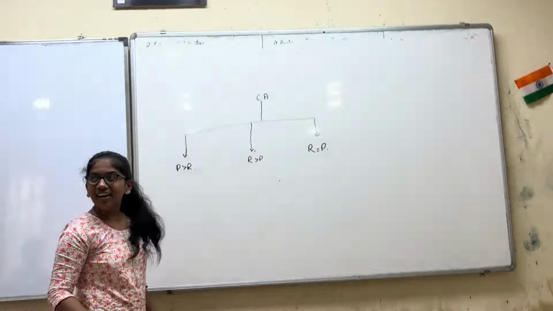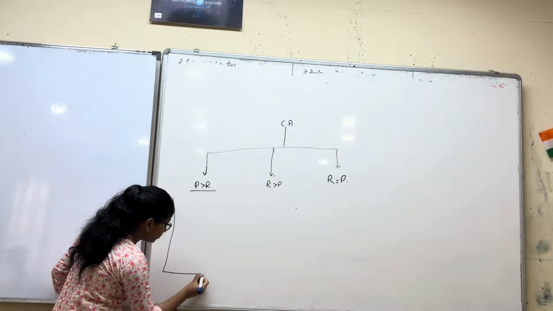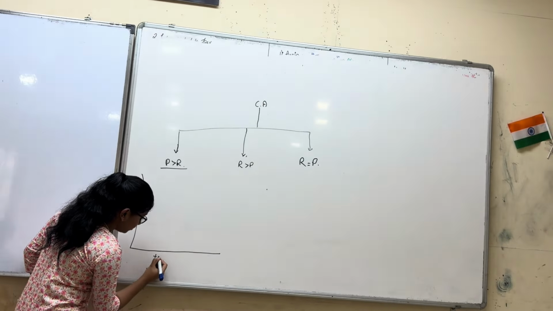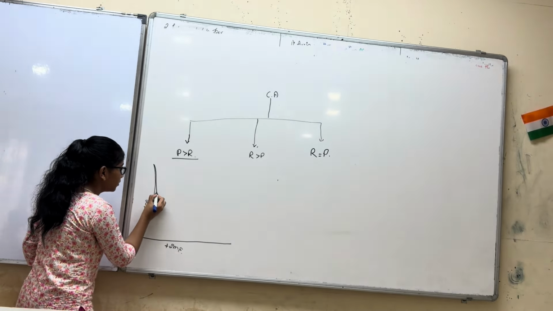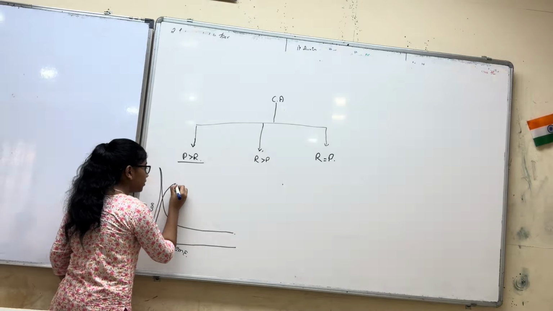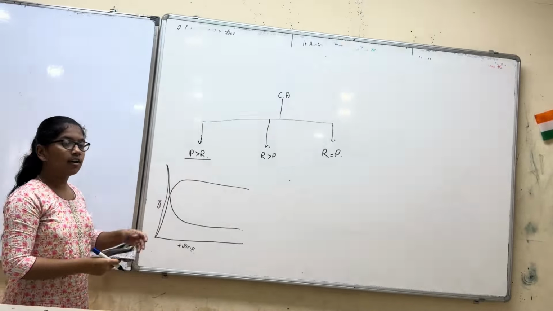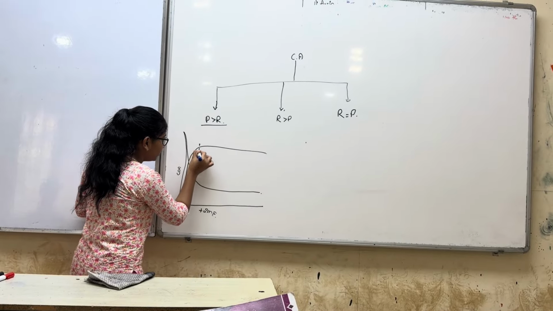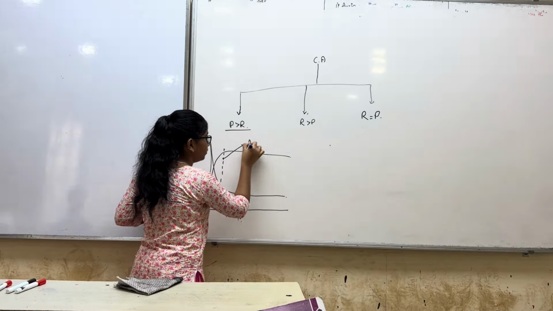Pause करें. Concentration of product और reactant का ग्राफ. It is graph of concentration product is greater than reactant. It is point of t equilibrium.